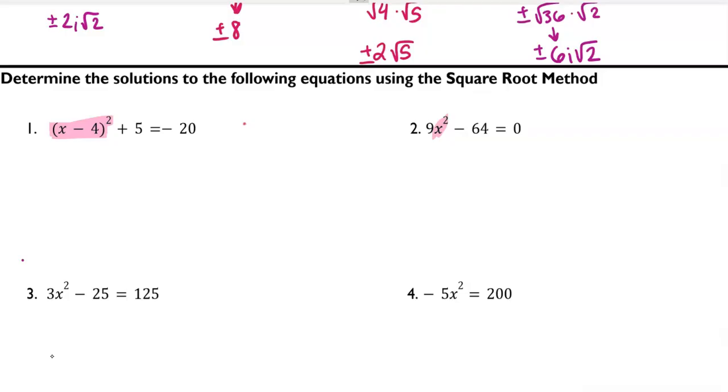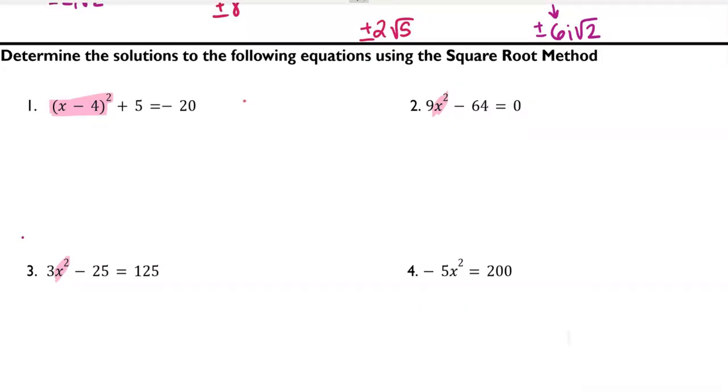So on number 2, we're going to have to remove the 64 and remove the 9 before we can take the square root. Same thing with number 3. The number 3 is not being squared. Only x is being squared. If it were in parentheses like this, then yes, the 3 and the x is being squared, but it is not. So only the x is being squared.